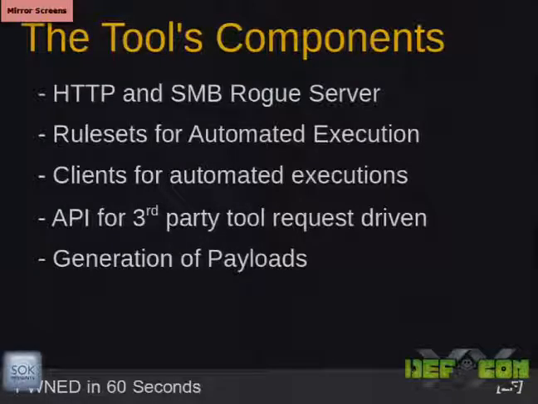So really, in this tool, there's a few different components, and we'll talk about all these components separately and how they integrate. So first of all, there's an HTTP and SMB server. Those are the servers that basically accept the authentication requests. As clients get targeted to connect to this rogue server, they authenticate and they keep them authenticating. We have a set of rules for automated exploitation. We have clients for these automated exploits, as well as an API that we can tie into any other application we want to do NTLM relaying. And finally, a generation of payloads to get these clients to automatically authenticate to us.